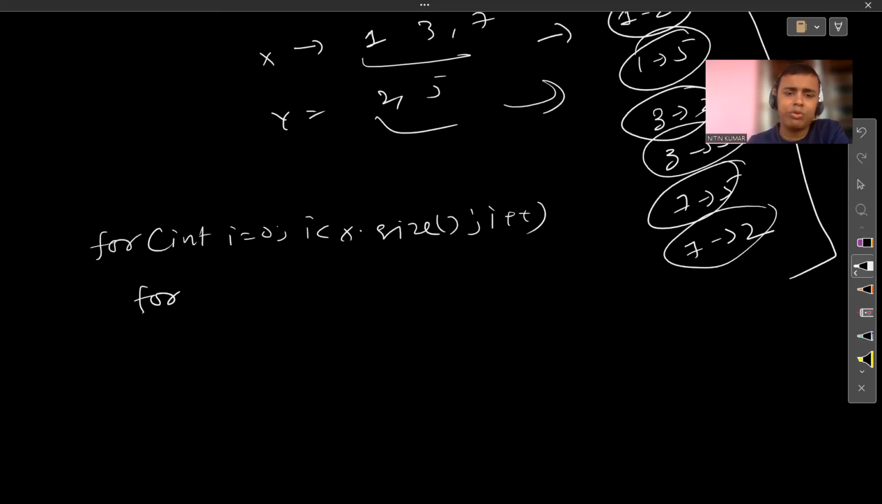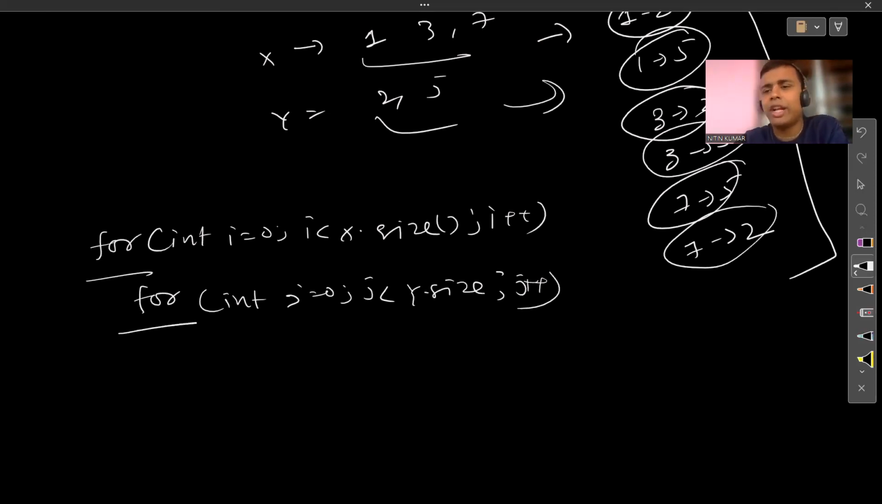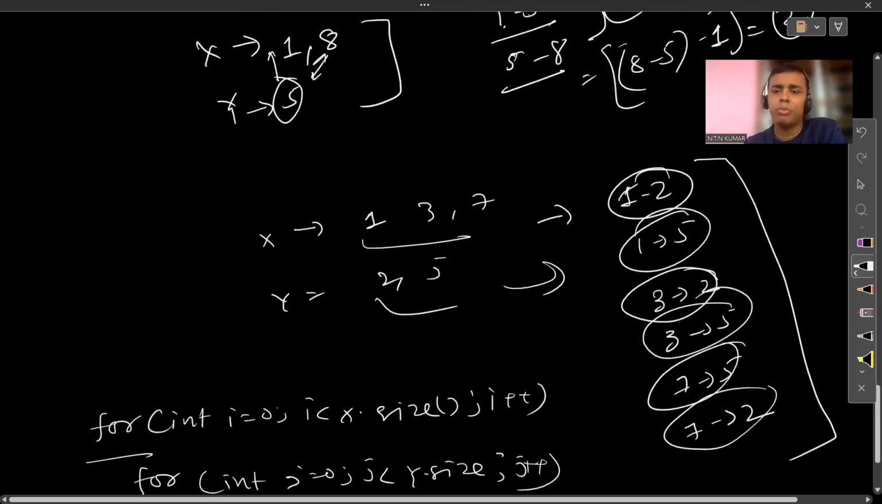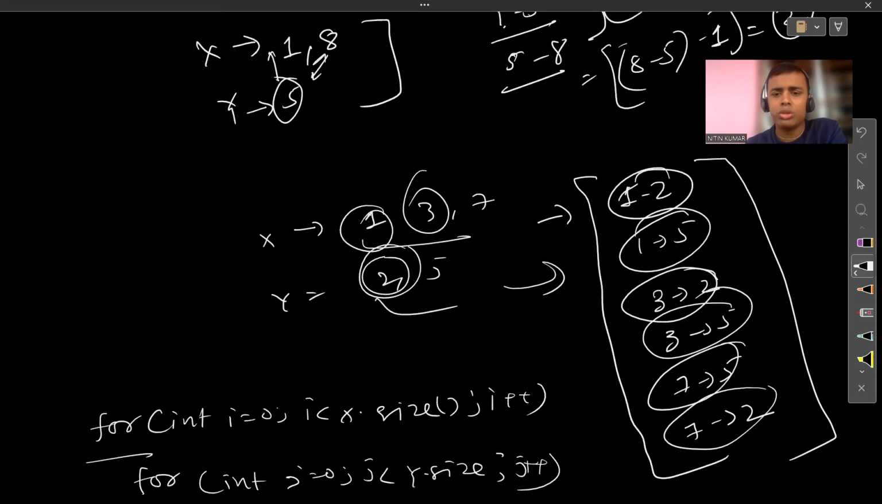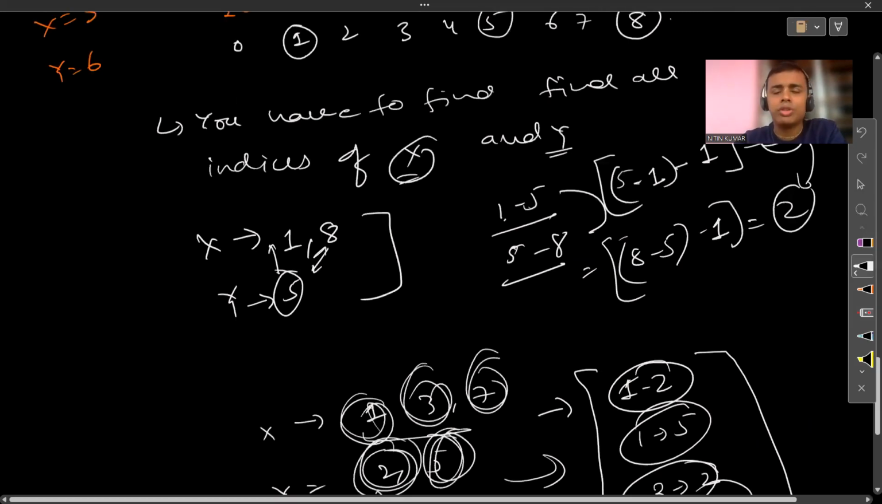And again, I have to do for int j equal to 0 and j less than y dot size and j plus plus. So what will this simply get me? This will simply get me all the possible combinations in the array, because you can see I have to take 1 with 2, 3 with 2, 7 with 2, again 1 with 5, 3 with 5, and 7 with 5. Understood this? So this is the first thing.